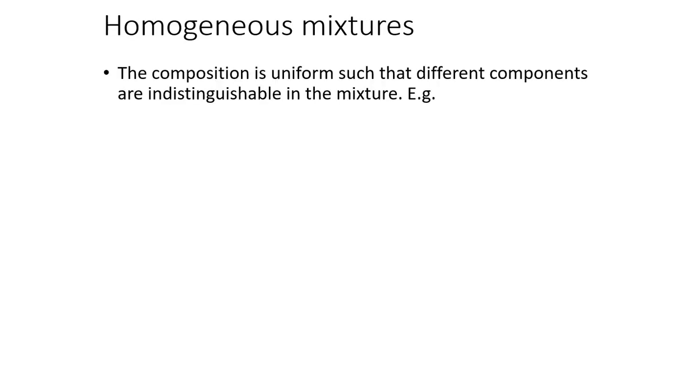So that type of mixture is known as a heterogeneous mixture. Then we have homogeneous mixture. In this type of mixture, the composition of components is uniform, which means you cannot easily distinguish the components of the mixture.